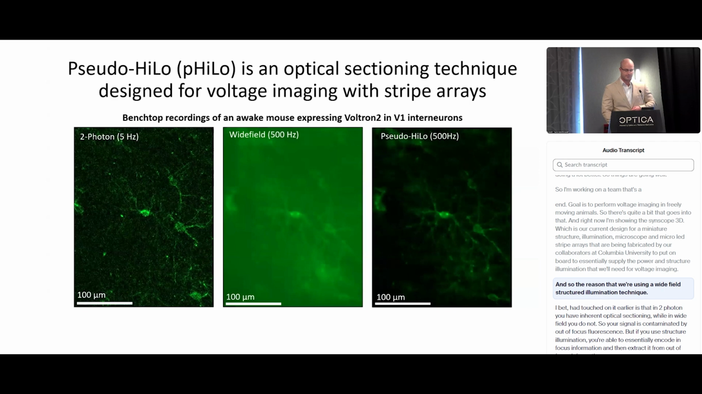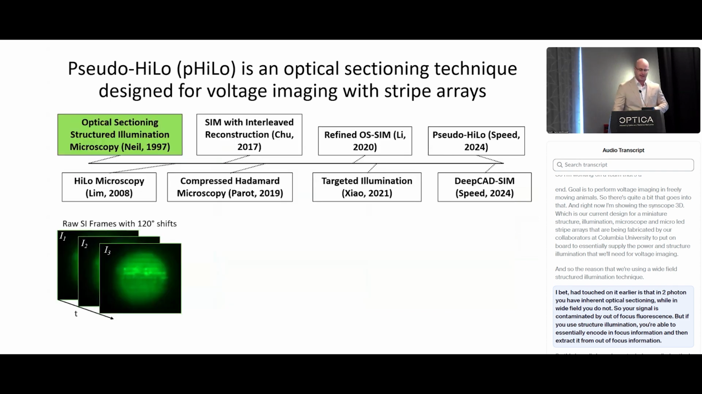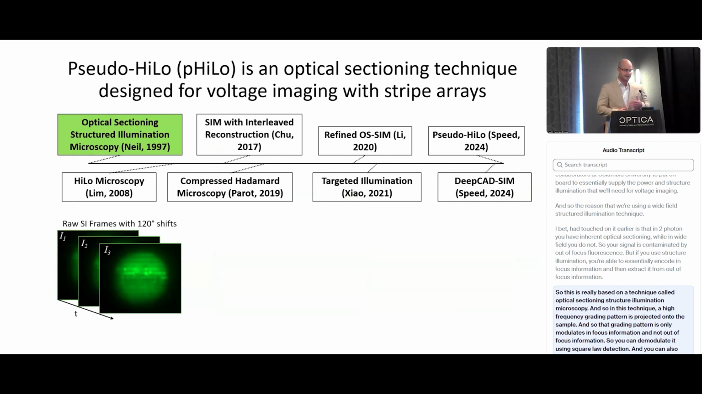The reason that we're using a wide field structured illumination technique, I might have touched on it earlier, is that in two photon you have inherent optical sectioning, while in wide field you do not. So your signal is contaminated by out of focus fluorescence, but if you use structured illumination, you're able to encode in-focus information and then extract it from out of focus information. This is really based on a technique called optical sectioning structured illumination microscopy.